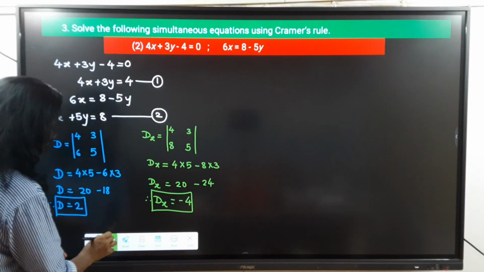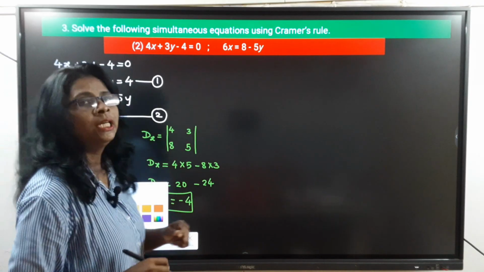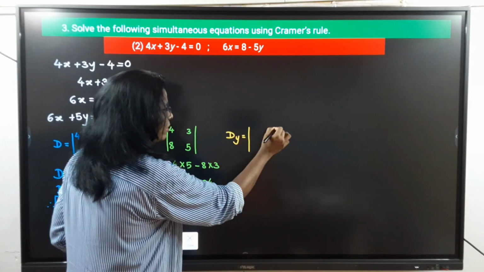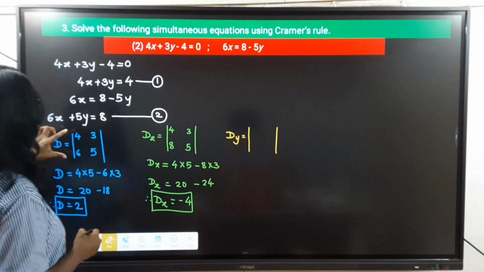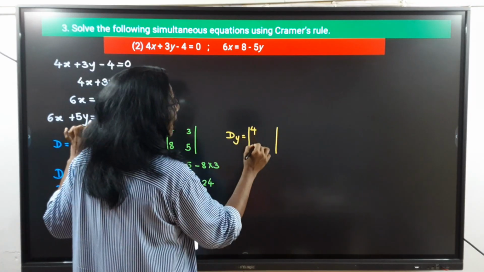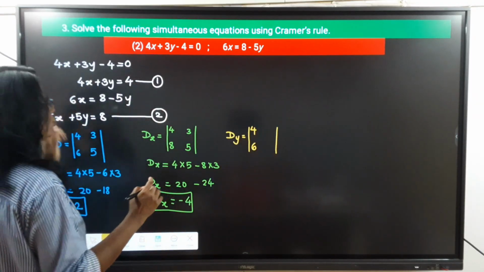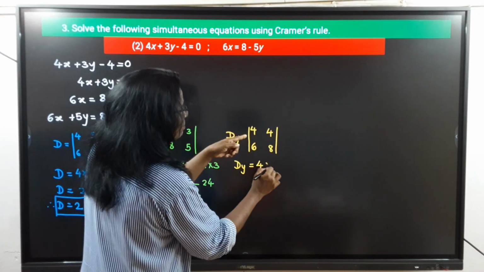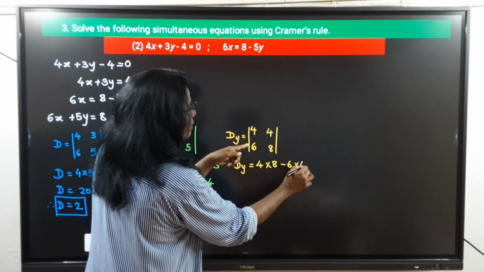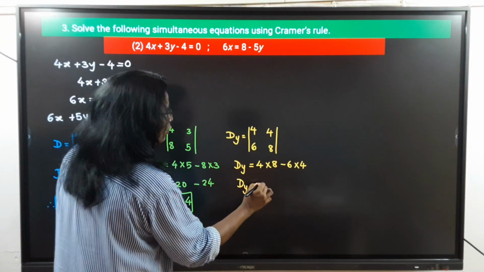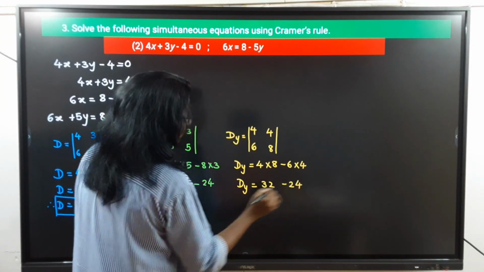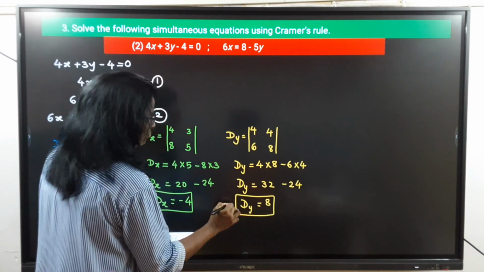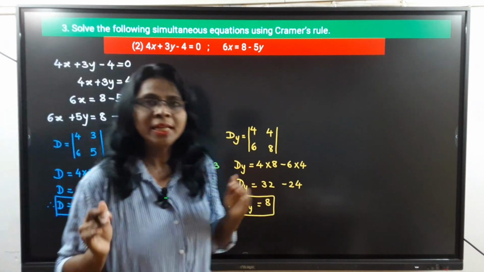Then, students, finding out the D of y. The arrangement of D of y is, write down the first column as it is in D, so 4, 6. And in the second column, write down the constants, 4, 8. Then D of y is equal to 4 multiply 8 minus 6 multiply 4. Therefore, D of y is equal to 32 minus 24. Therefore, D of y is equal to 8. So in such a way, the second step is over, students.